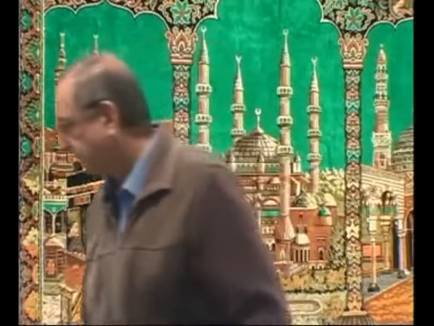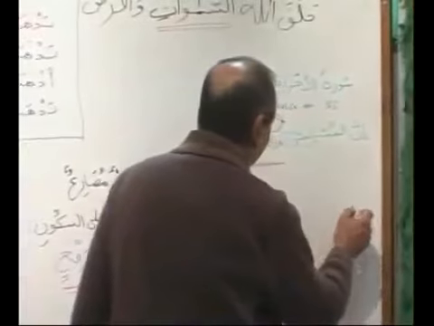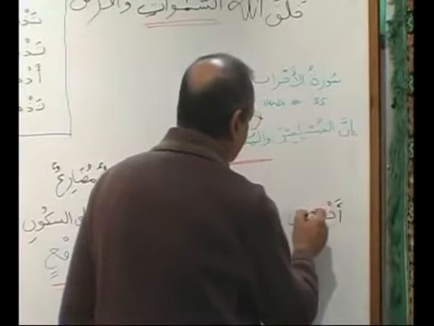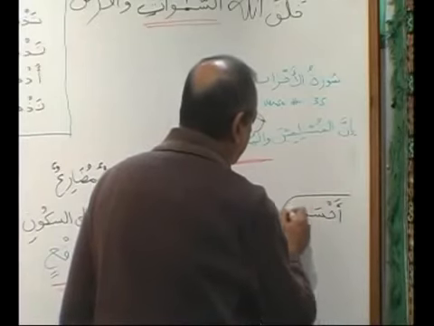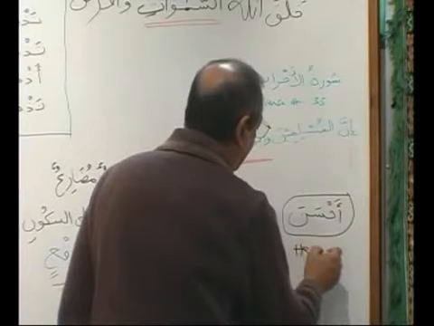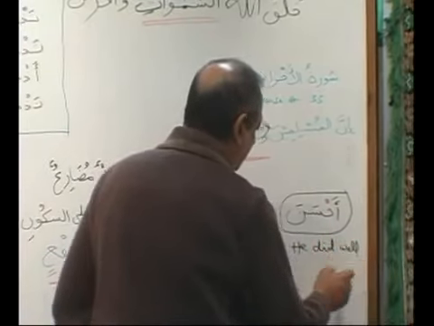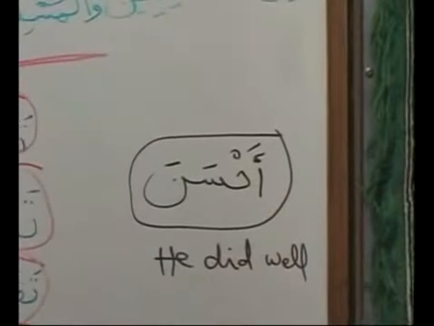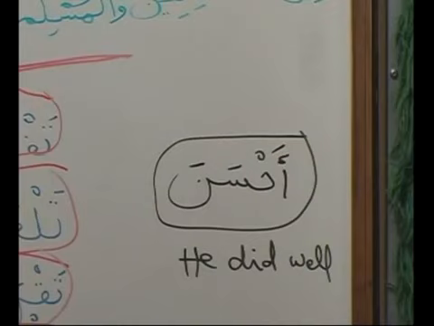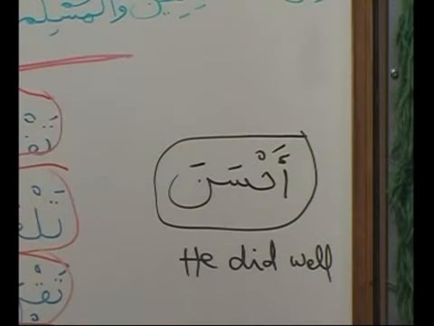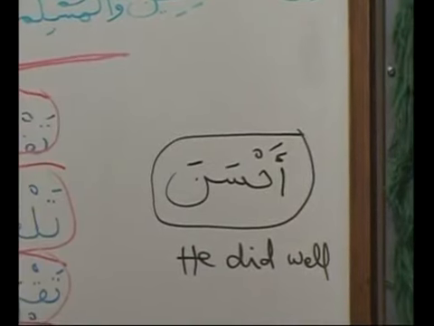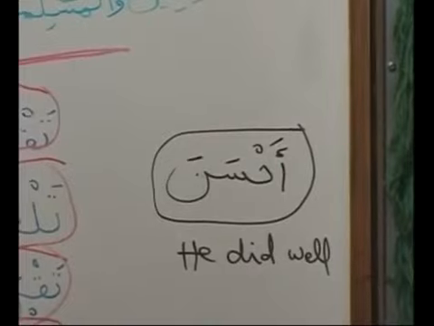Ahsantunna. Brothers and sisters, ahsana is the 4-letter verb. He did well. We can easily conjugate, brothers and sisters. Can we conjugate? Ahsana, ahsanat, ahsanta, ahsanti, ahsantuma, ahsantum, ahsantunna. So when you have ahsantunna, where is the verb? Ahsan. Are you with me? Ahsantunna, where is the verb?